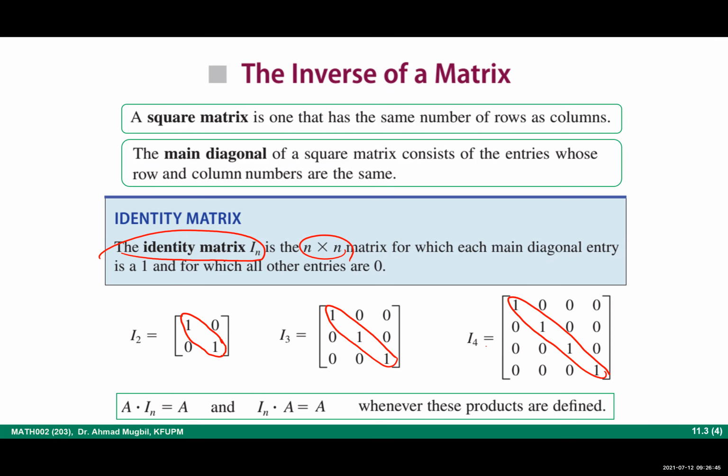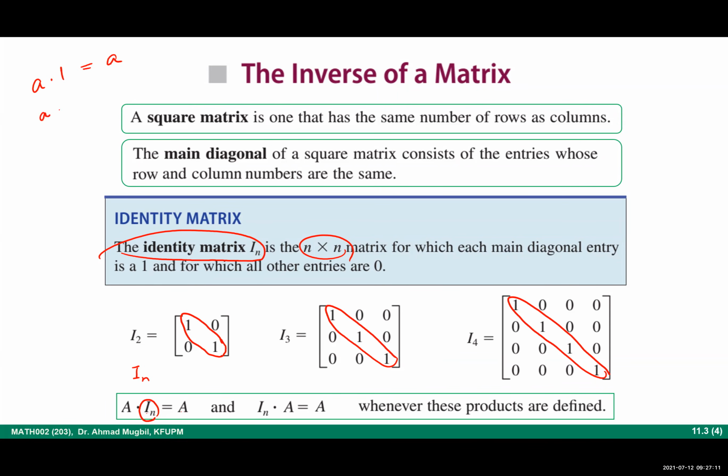This is the identity matrix. What is the importance of this matrix? If you multiply any matrix by the identity matrix, from the left or from the right, you will get the original matrix. So this means that the identity matrix is like the one for numbers. You know, when you multiply any number by 1, you will get the same number.